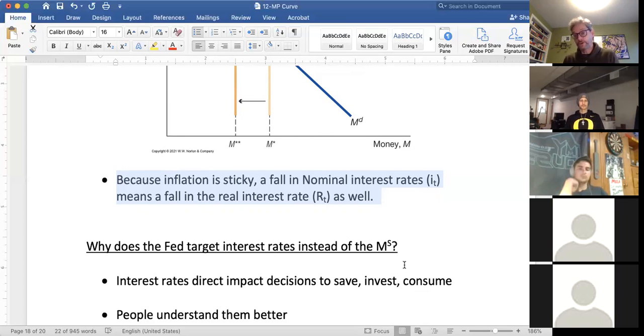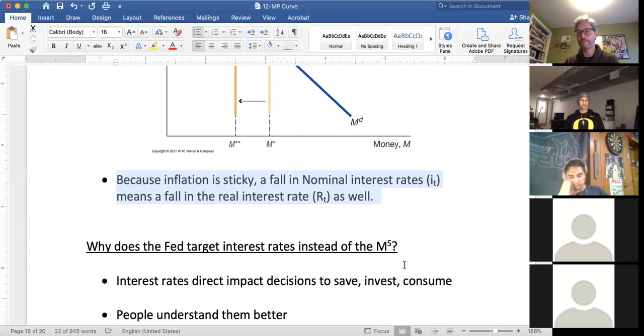But could you think about monetary policy only in terms of the money supply? Sure you could, right? You could think about this either way, as monetary policy in terms of interest rates, or monetary policy in terms of the money supply. They really are the flip sides of the same coin.